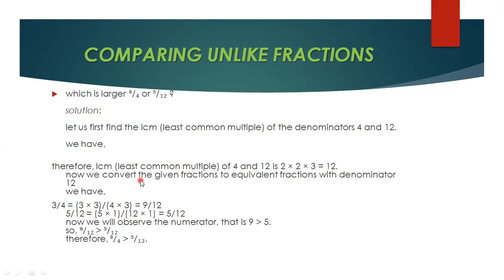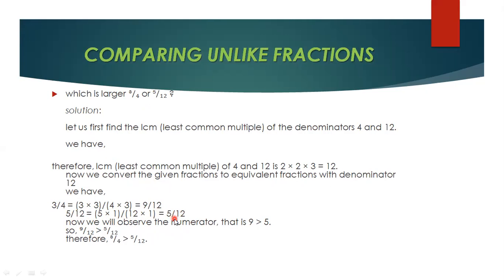Now what you have to do is convert the given fractions to equivalent fractions with the denominator 12. You have to make the denominators equal. So 3 by 4 becomes 3 into 3 by 4 into 3, that means 9 by 12. And 5 by 12, 5 into 1 by 12 into 1, we get 5 by 12. Now the denominators have become the same, 12 and 12. So now you can compare 9 and 5.